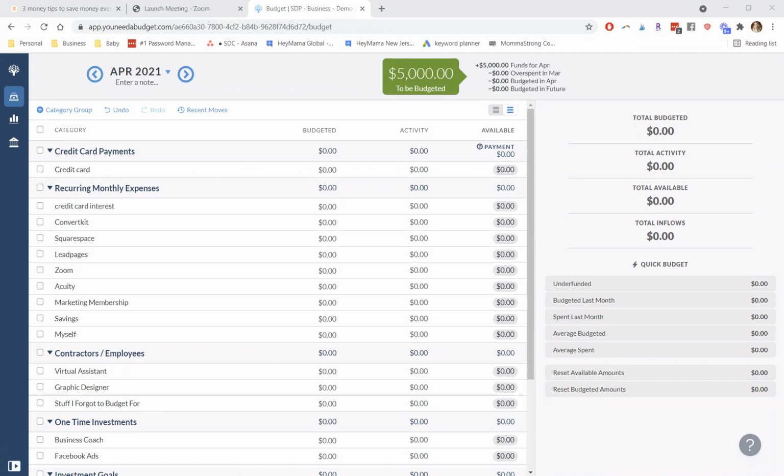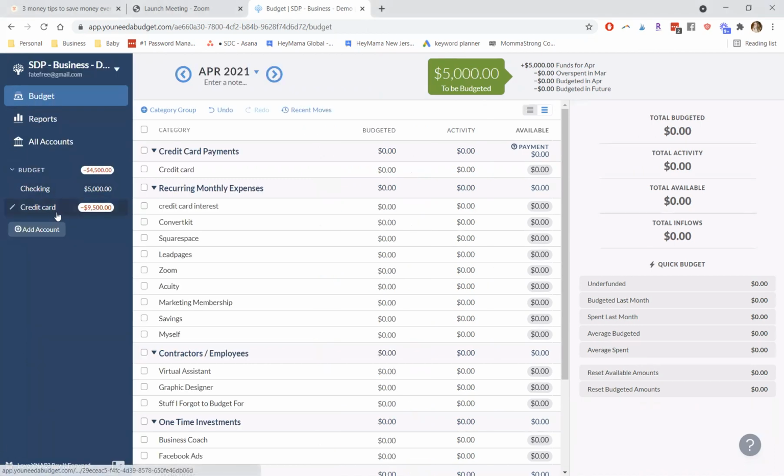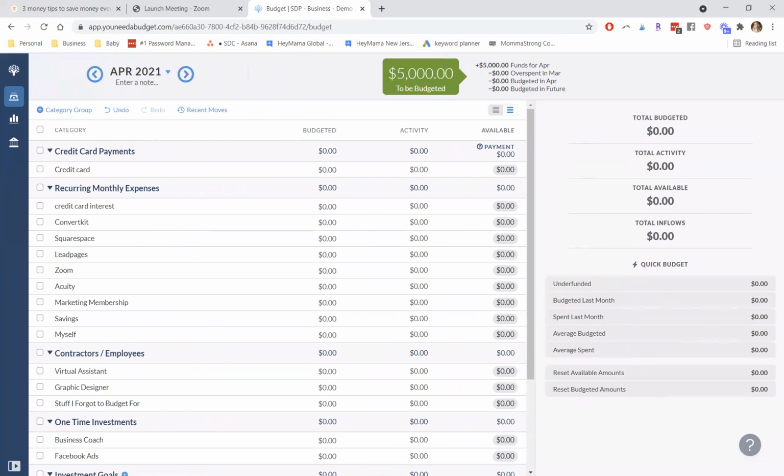The numbers are going to be, let's say this business has $9,500 in credit card debt. They just had $5,000 come through for, say, next month. Now we need to budget out that money for this month. So we had the $5,000 come through, and now we need to spread all that money out for this current month.